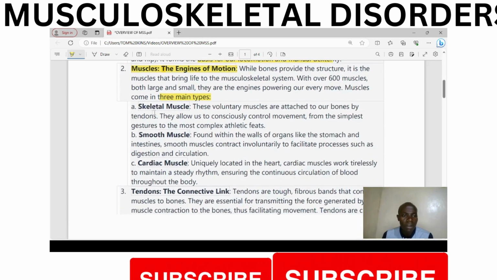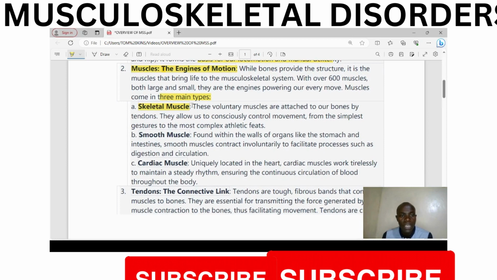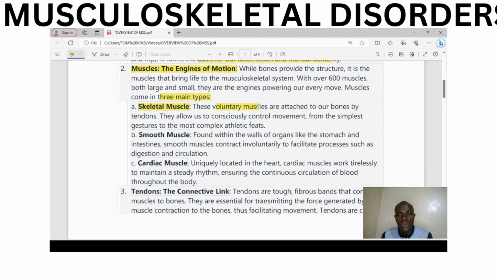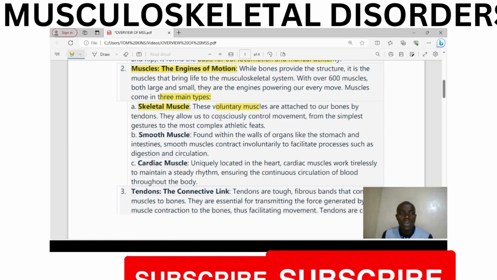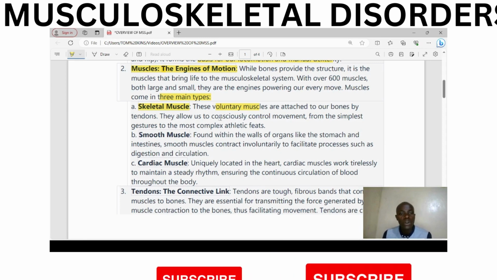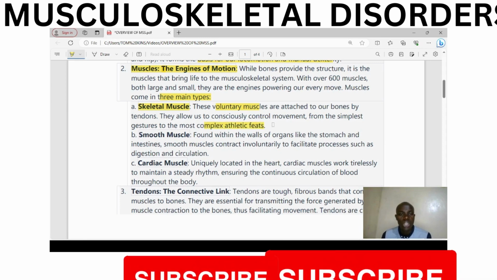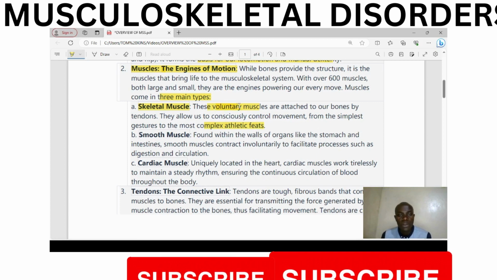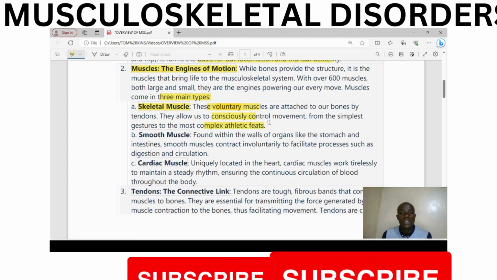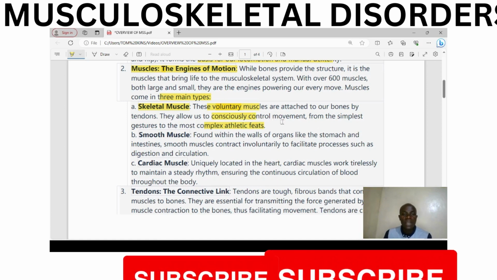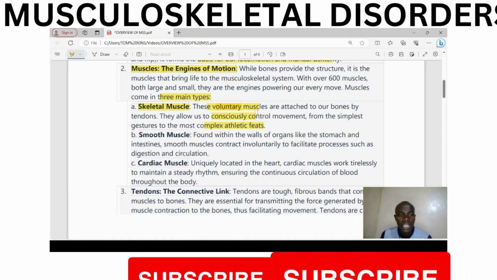Number one, we have the skeletal muscles, which are the main ones, and they are the voluntary muscles that are normally attached to the bones by the tendons. They allow us to consciously control movement, from the simplest gestures to the most complex athletic feats. Okay, so they are voluntary, we use them consciously, but we could have exceptions of muscles that we can use voluntarily, like the diaphragm muscle, which is involved in controlling breathing.